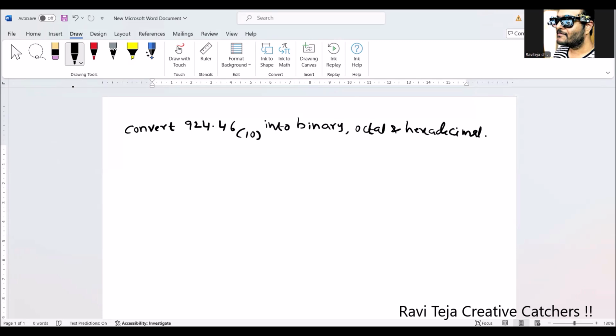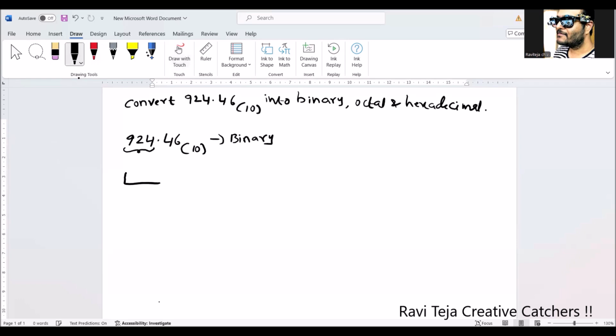So let's take first 924.46 of the decimal number and let's convert that into binary. Okay. So in order to convert that into binary, first consider the bits or the numbers which are before the point. Okay. So let's do the LCM with 2 on 924. So we have 2 4s are 8, 9, 2 6s are 12, 2 2s are 4.